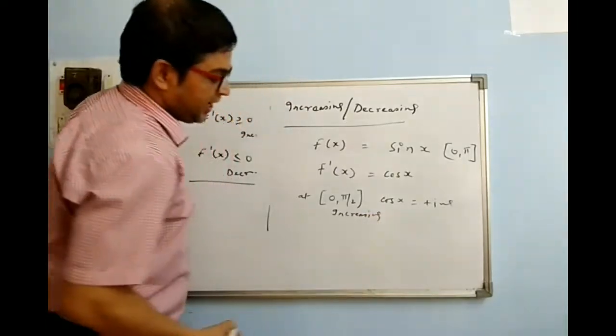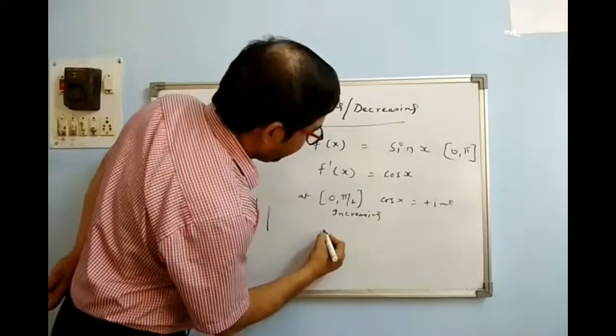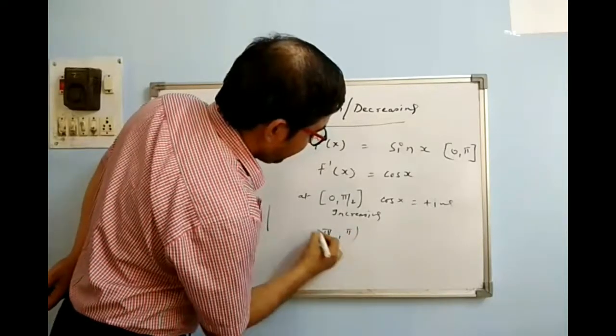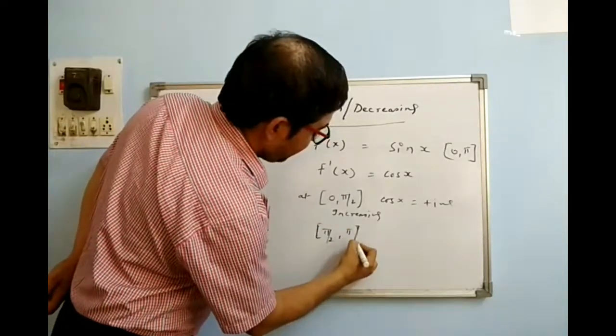And we know that in the second interval, cos is negative. So in the interval pi by 2 to pi, it is decreasing.